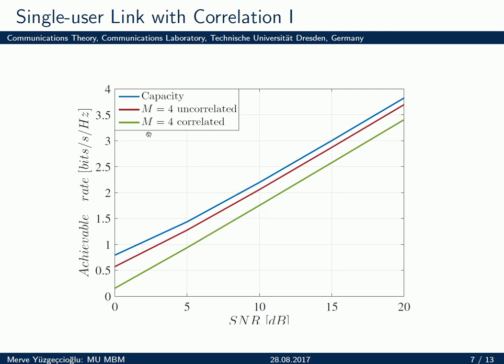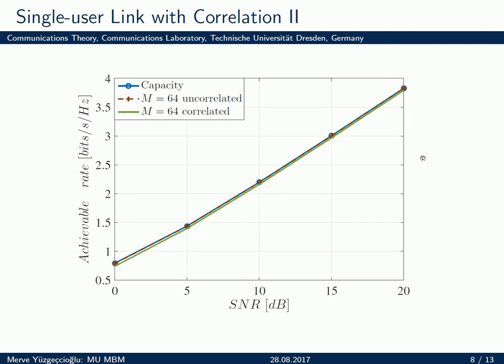So we see that when we have a constellation size 4, which is pretty small, there is a gap between the capacity of the channel and the uncorrelated case, and also there is a gap between the uncorrelated case and the correlated case. But when we look into the system with 64 entries in the constellation diagram, we see that the gap between the uncorrelated case and the capacity has vanished, and the correlated case has almost the same performance as the capacity of the channel.